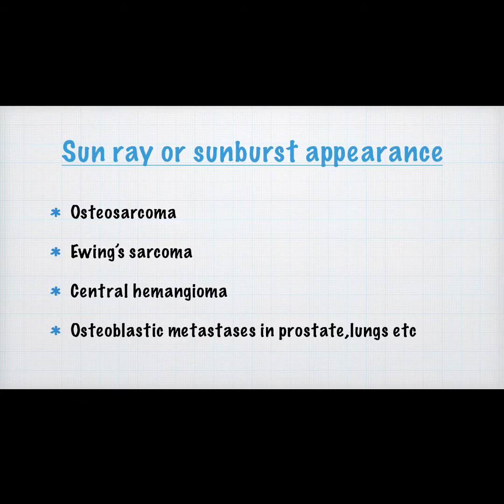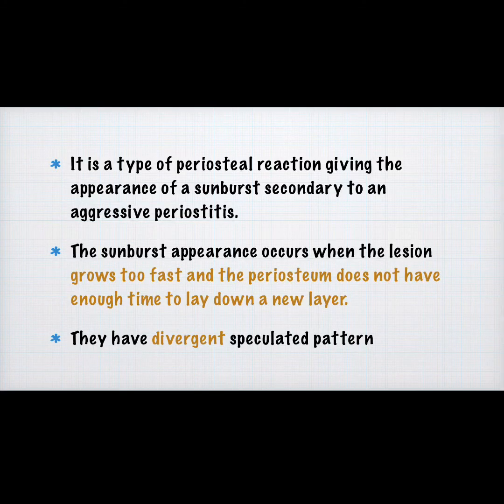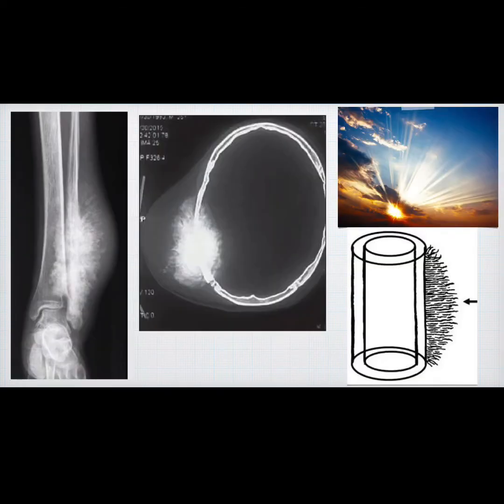Sun ray or sunburst appearance is seen in osteosarcoma, Ewing sarcoma, central hemangioma, and osteoblastic metastasis in prostate and lungs. This appearance occurs when the lesion grows too fast and the periosteum does not have enough time to lay down a new layer. They have mainly a divergent spiculated pattern.